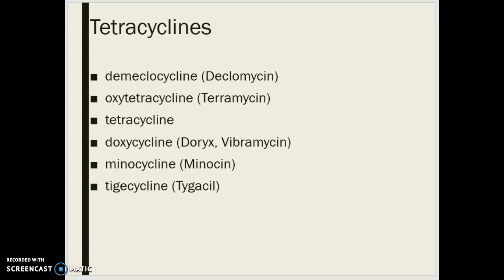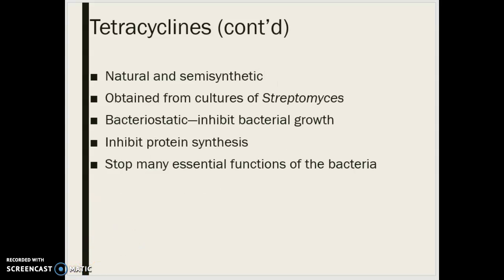Minocycline and tigecycline. So the tetracyclines are natural and semi-synthetic. They were obtained from the cultures of the Streptomyces. The basic tetracycline structure is a ring that has 4 fused 6-carbon rings. That's why we have tetra, because each of the tetracyclines differ on the basis of the substitution in either the 5th, 6th, or 7th position.